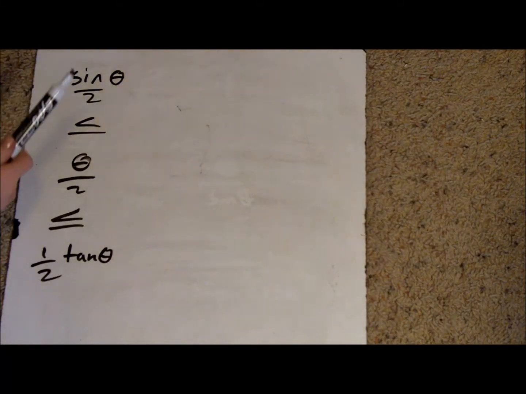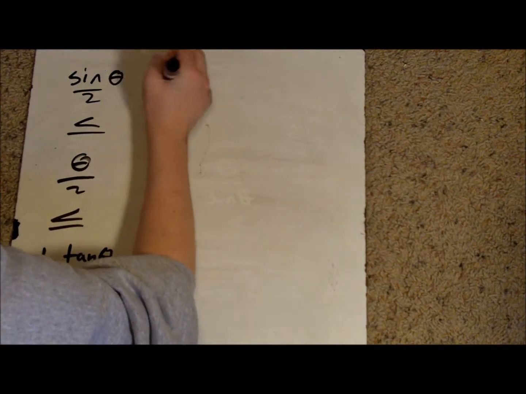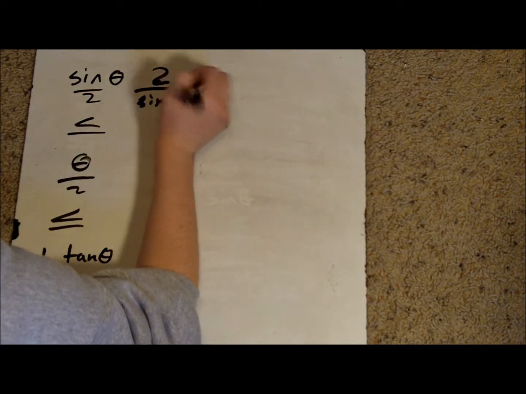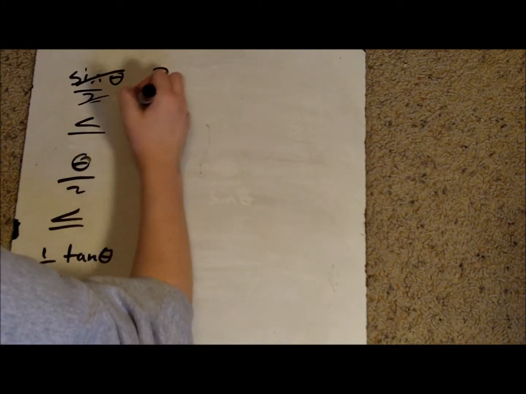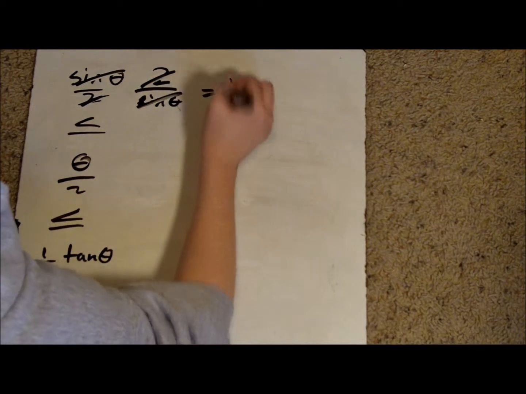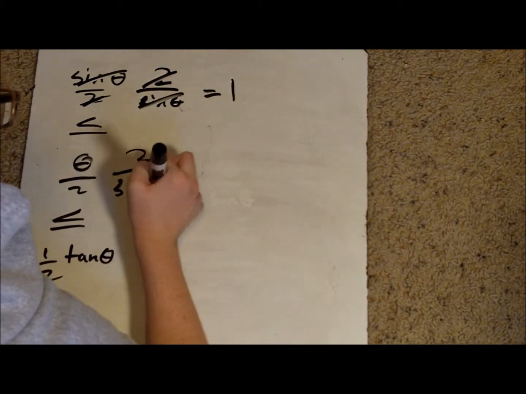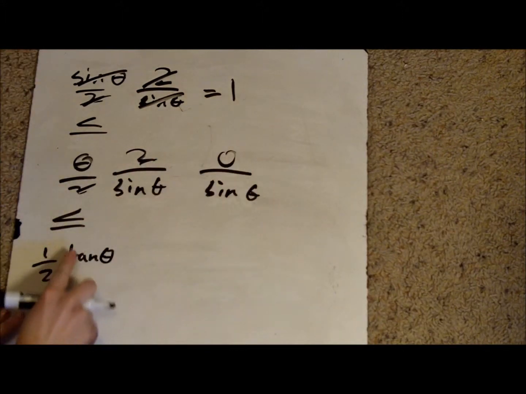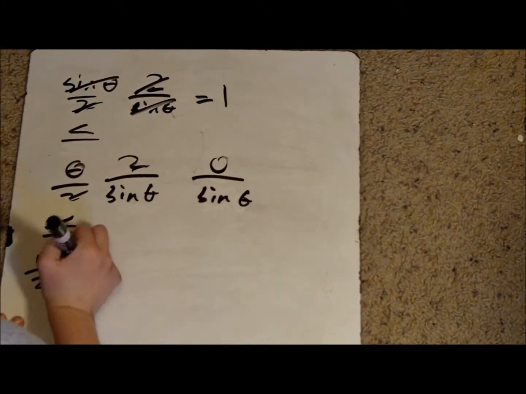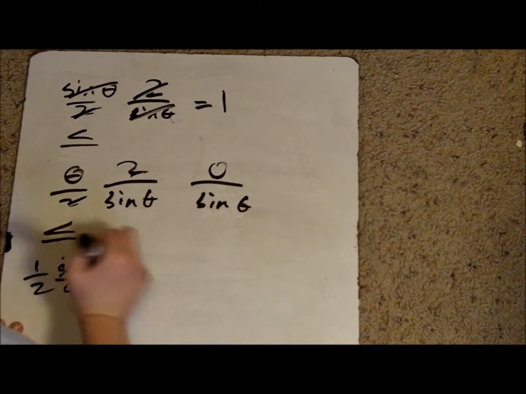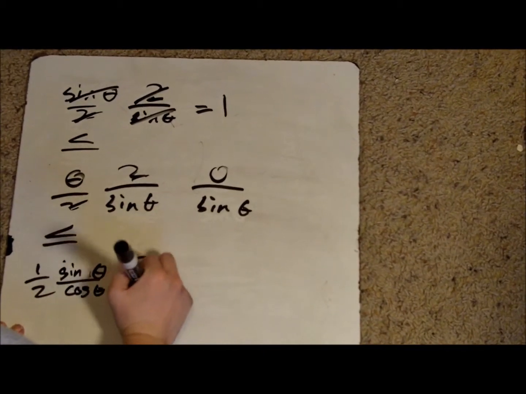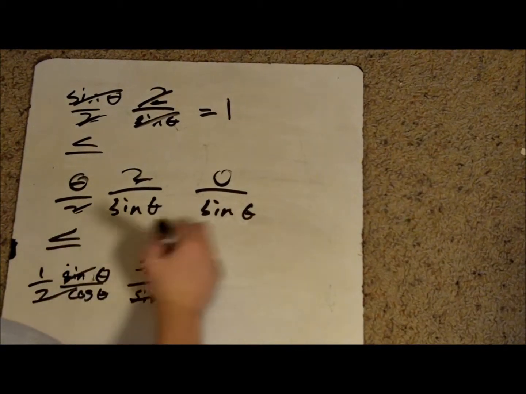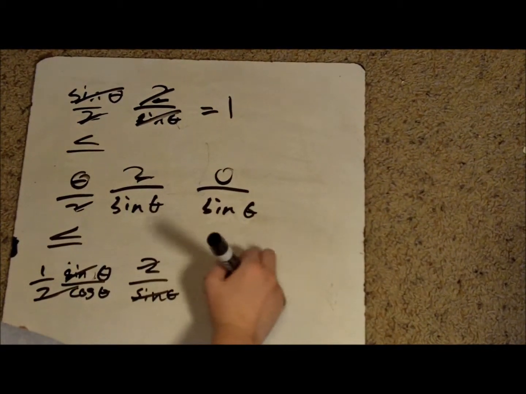So, the small triangle is less than or equal to the sector, which is less than or equal to the large triangle. Now we multiply by 2 over sine theta. The sine thetas will cancel, as will the 2's, leaving us with 1. And on the next, the 2's will cancel, leaving us with theta over sine theta. On this one, tangent theta is also equal to sine theta over cosine theta, so the sine thetas will cancel, as do the 2's, leaving us with 1 over cosine theta. We take the inverses.